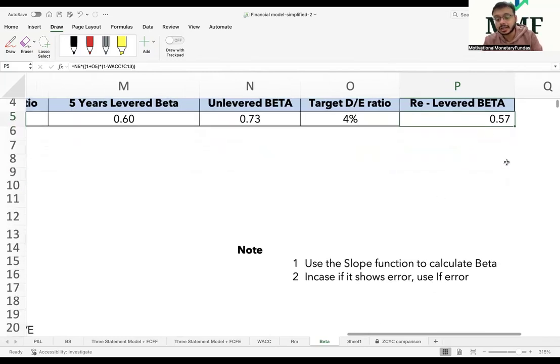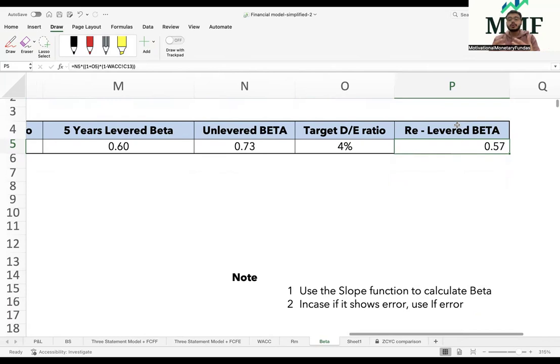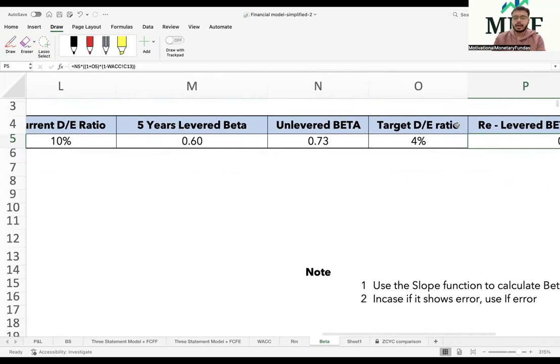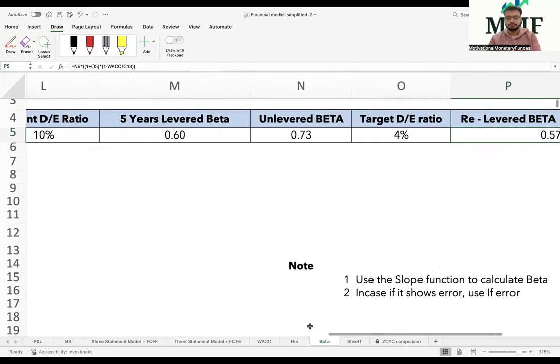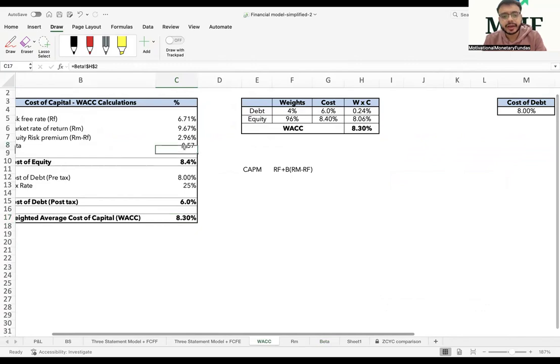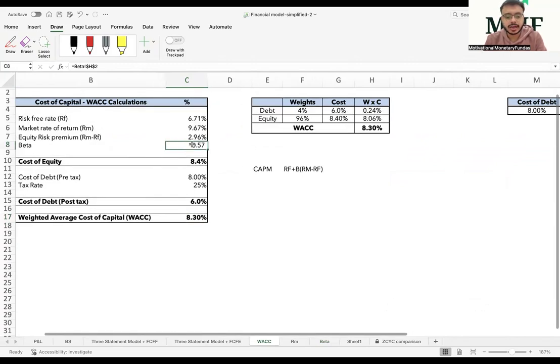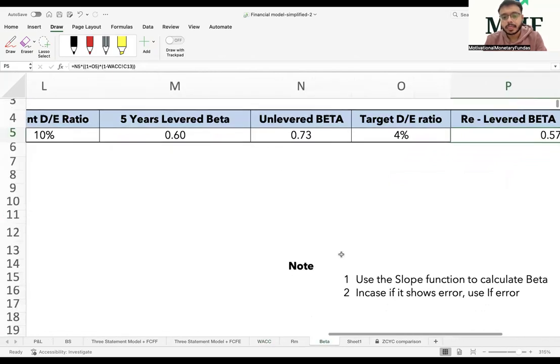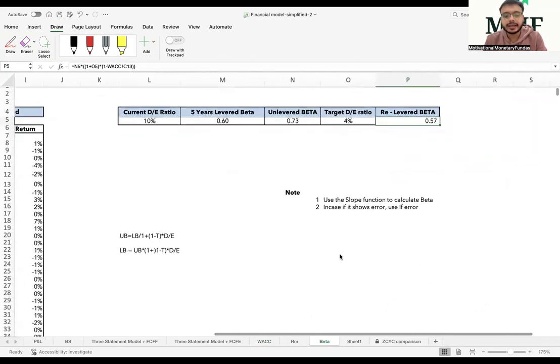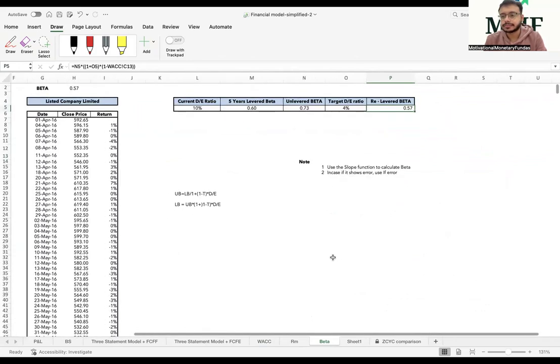And this beta is something that shall be used in terms of calculating the cost of equity. Though, ज़्यादा difference नहीं है, 0.60, 0.57, right? And even in the WACC also, if you see, 0.57 has been used. And this has been taken from the beta tab. तो यही चीज है जो हमें आइडियली समझनी है in terms of beta, right?